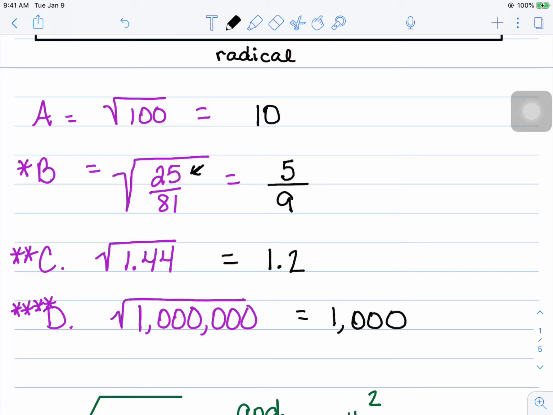Alright, so for C, this was a decimal. If you ignore the decimal place there and look at it, that's 144. So we know that 12 times 12 gets us 144. We put the decimal into play. It's the same thing as having 1.2 times 1.2. That would get us 1.44. And then with D, if you look at the number of zeros, there's 3 and 3 right here. So we knew we multiplied something that had 3 zeros times something else that had 3 zeros. It has to be the same. So 1,000 times 1,000 gets us our answer.